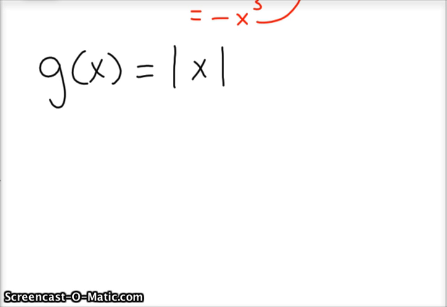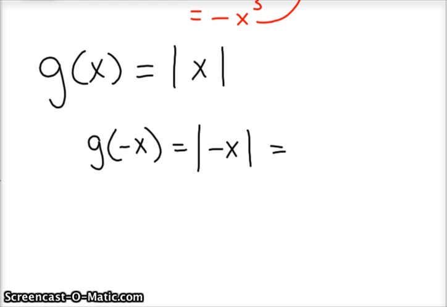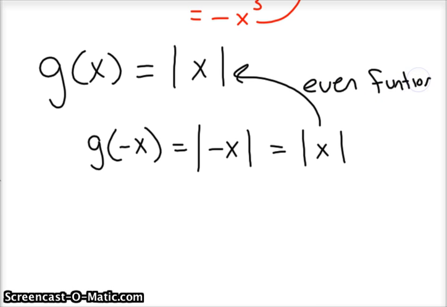Well, again, plug in negative x. What happens is you get the absolute value of negative x, which, if you apply the absolute value to it, is the same as the absolute value of positive x. So since we ended up with the original function, this is an even function.